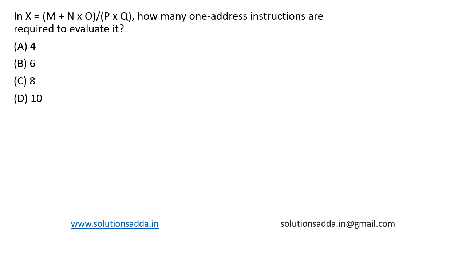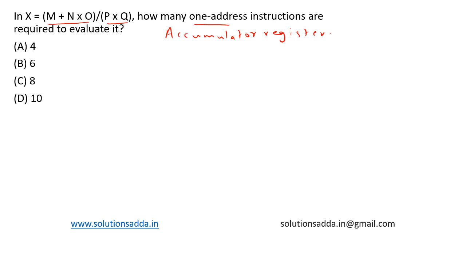This is a question from computer organization. In x equal to m plus n into O divided by p into q, how many one address instructions are required to evaluate it? So in one address instruction, an accumulator register is used to perform all the instructions. So we use the accumulator register. That is the first point. Load and store operations are performed to fetch the values of operands from registers or memory to the accumulator and to store the value of the accumulator to a memory location.